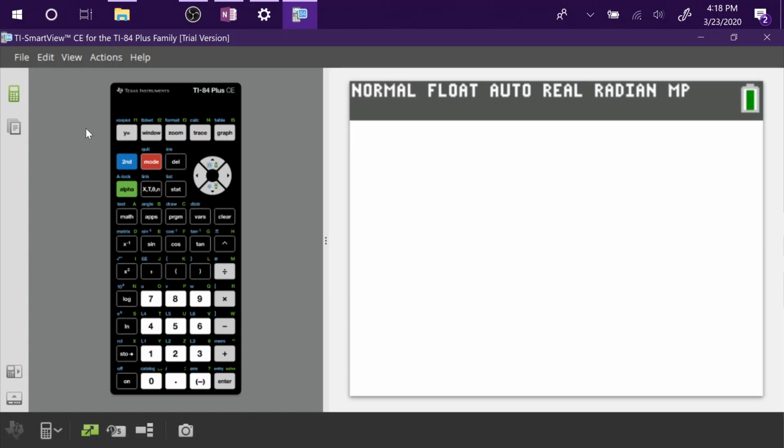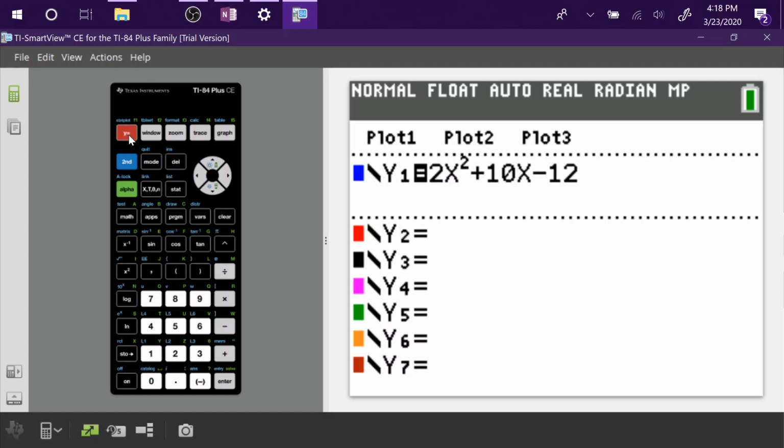In this video, we're going to be looking at using a TI-83 or TI-84 calculator to solve a quadratic equation. The first thing we want to do is make sure that our quadratic equation is set equal to 0. After we do that, we can enter our function into our calculator. In this case, we're going to use 2x squared plus 10x minus 12 as an example.